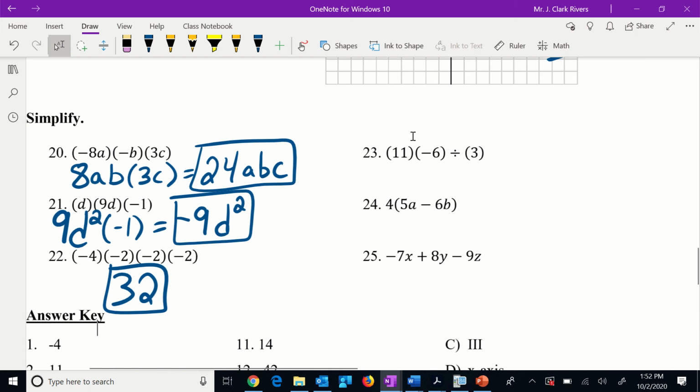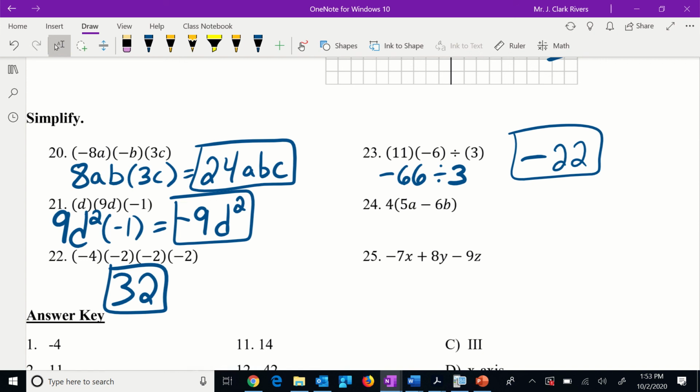All right, here we have multiplication on 23, and we have division. Which one do we do first? We have to do the multiplication first because we're working left to right. Multiplication and division are on the same level, so you work it left to right. 11 multiplied by -6, a positive times a negative is a negative. 11 times 6 is 66, divided by 3. A negative divided by a positive is going to be a negative. 66 divided by 3 is 22, so negative 22 there.